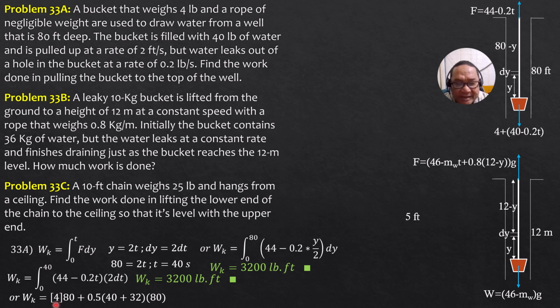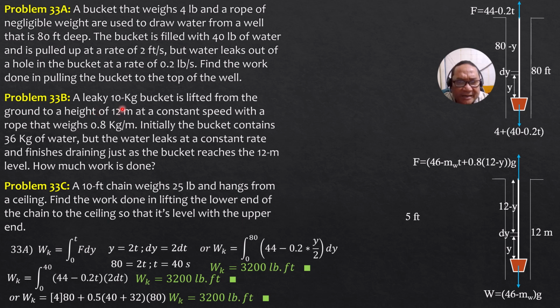Weight of bucket times distance traveled by the bucket, 80 pounds, plus 1/2, that's 0.5, average weight of water, 40 plus 32, then times distance, 80. So it will give us the same answer of 3,200 pound-foot. So I presented 3 solutions, so I hope that you were able to follow at least one solution. Let's proceed to the next problem.